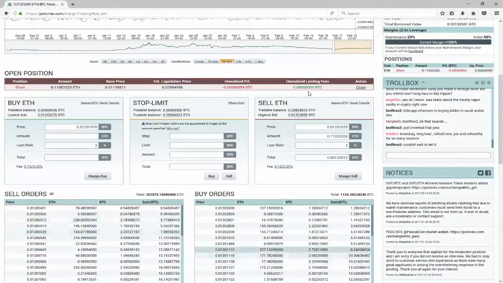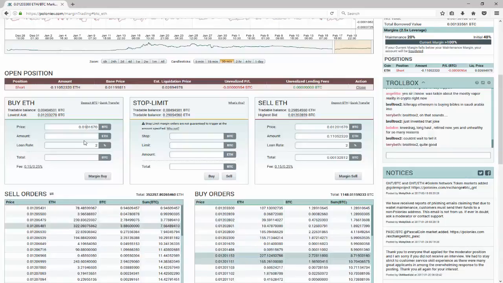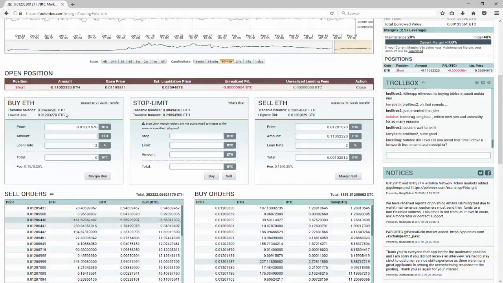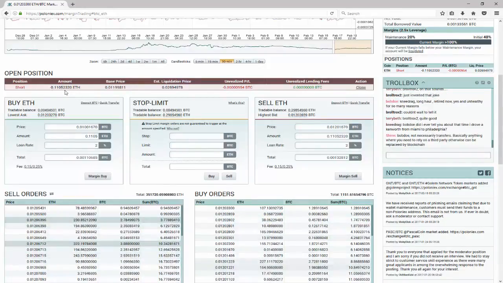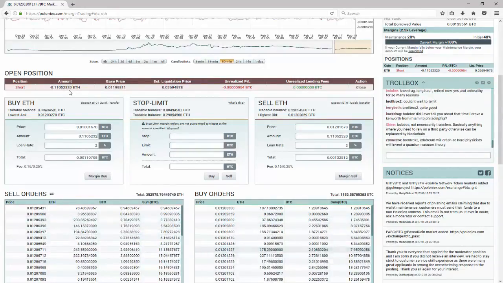So now that I shorted, let's say I just want to set an order on the books to close me out once it hits a certain price. So let's say if it falls to 0.010, for example, I want to close out and take some profit. What I will do is I'll just set a buy order for the amount of ETH. So it would be 0.1105, 2320, and I can just set a buy order.